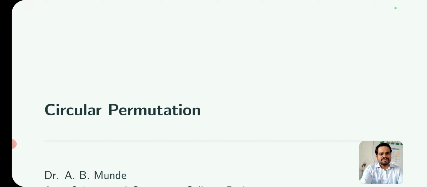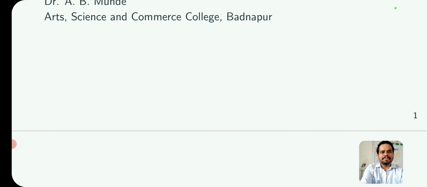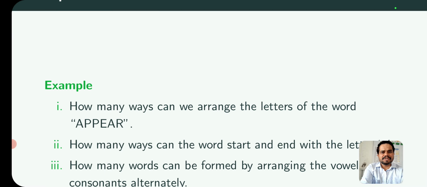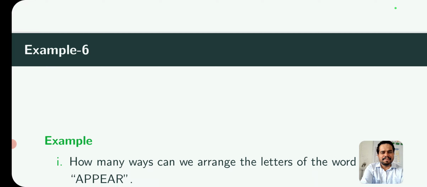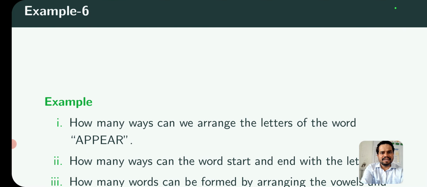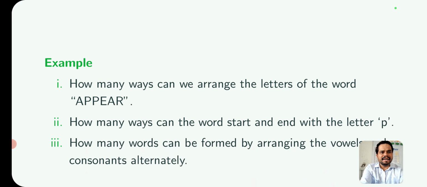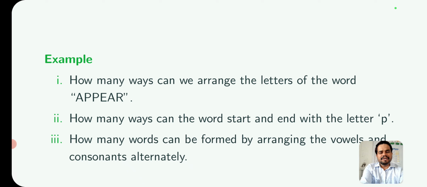First we see what is meant by circular permutation. Before that, we will see one example, which is left as an exercise for you. The example is: how many ways can we arrange the letters of the word APPEAR? How many ways can the word start and end with the letter P? And third, how many words can be formed by arranging the vowels and consonants alternately?